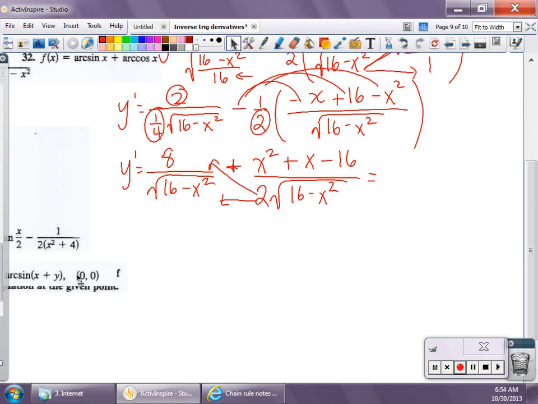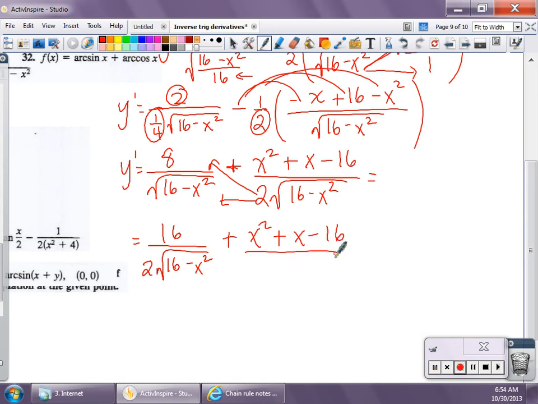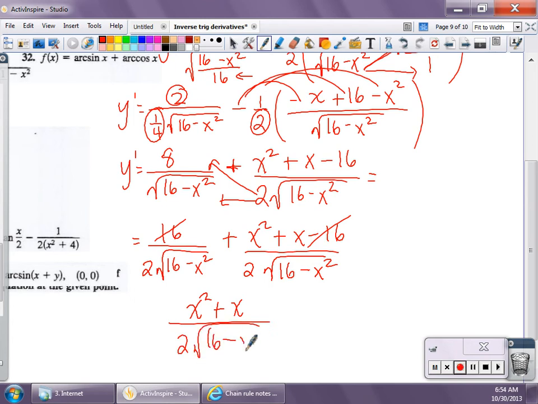I will get 16 over 2 square root of 16 minus x squared plus x squared plus x minus 16. I hope I didn't make a careless mistake somewhere. I'm going to go back and look at my work. The 16s subtract out, and so I can get x squared plus x over 2 times the square root of 16 minus x squared.